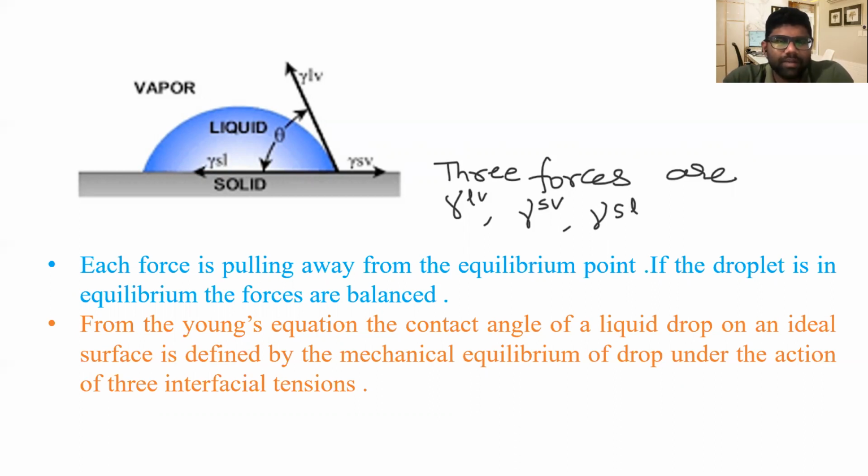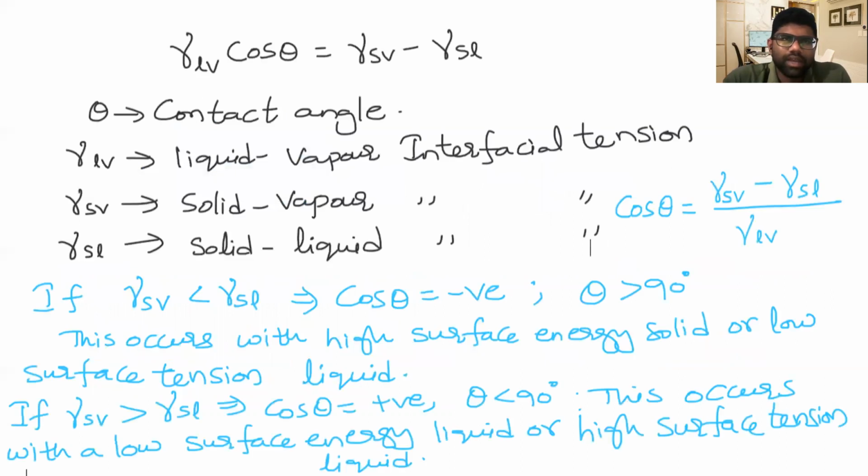Here gamma LV is the interfacial tension between liquid and vapor, gamma SV is the interfacial tension between solid and vapor, and the other one is between solid and liquid. All three interfacial tensions are related to the contact angle. Now cos theta is equal to gamma SV minus gamma SL divided by gamma LV. Based on the amount of tensions, we can determine theta.